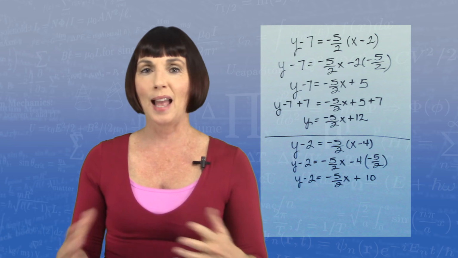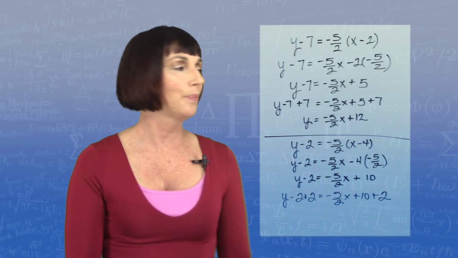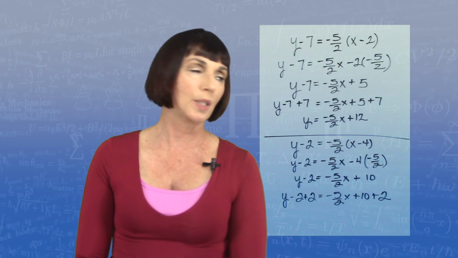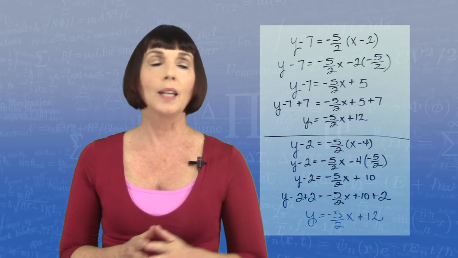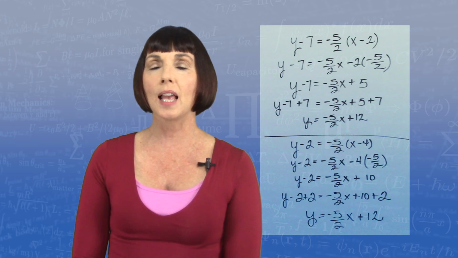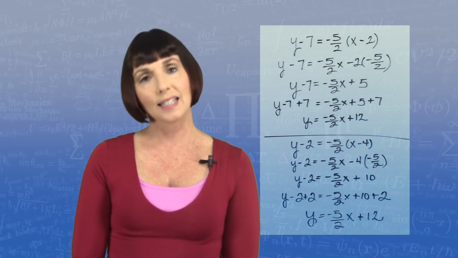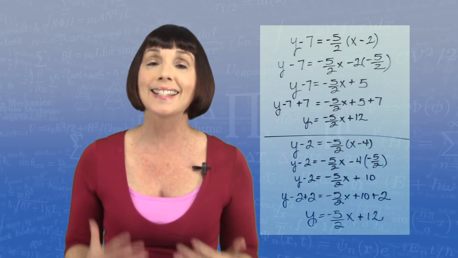Now I'm going to add 2 to both sides, and I get y minus 2 plus 2 equals negative 5/2 x plus 10 plus 2. So we get y equals negative 5/2 x plus 12. It's exactly the same because it is the same line.